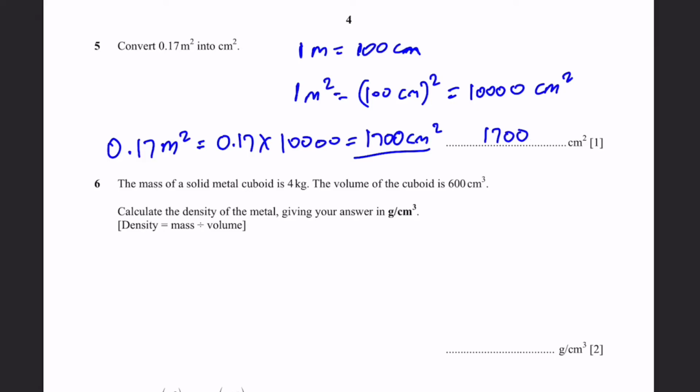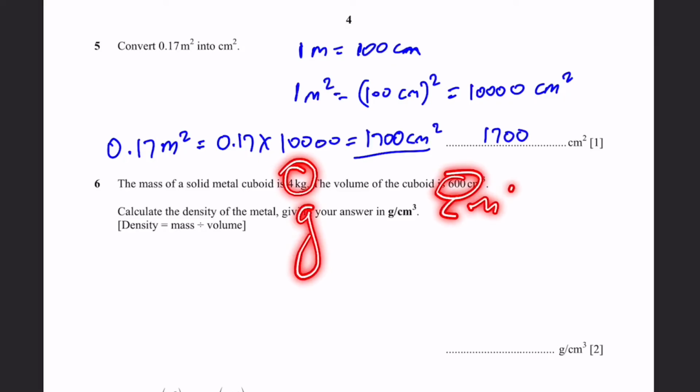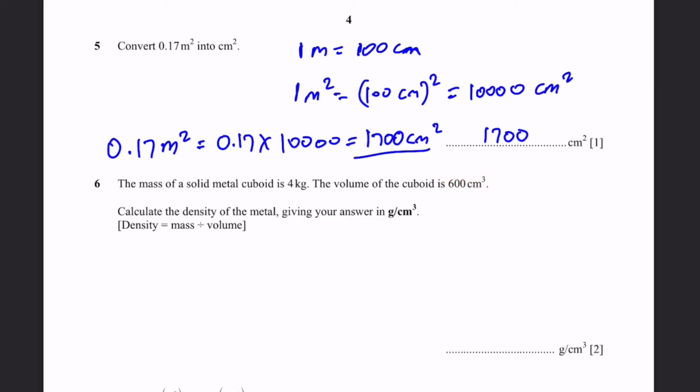Question 6. The mass of a solid metal cuboid is 4 kilograms. The volume of the cuboid is 600 centimeters cubed. Calculate the density of the metal, giving an answer in grams per centimeter cubed. Note that there's a formula given: density equals mass by volume. Well, the answer has to be given in grams per centimeter cubed. So it's better that the initial values here are given in grams and centimeters cubed as well. This is already in centimeters cubed, but the mass is in kilograms. So you can just write that this is 4,000 grams, since 1 kilogram is 1,000 grams.